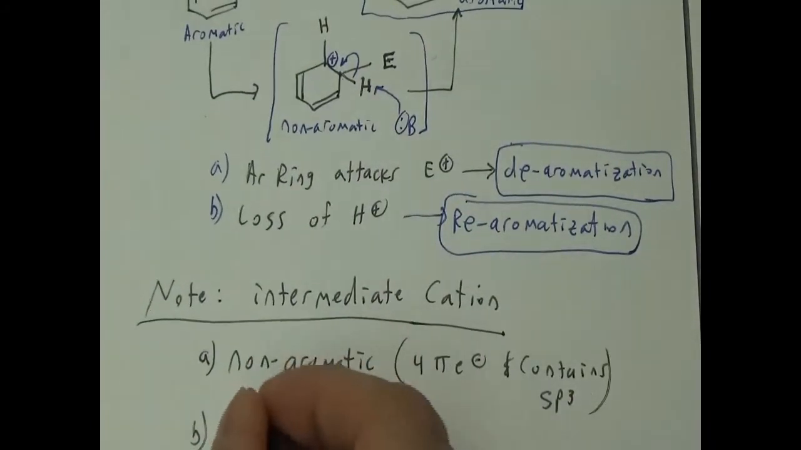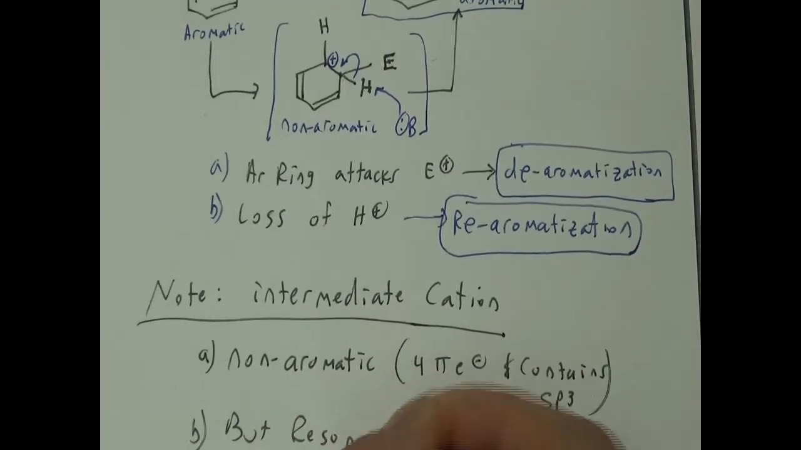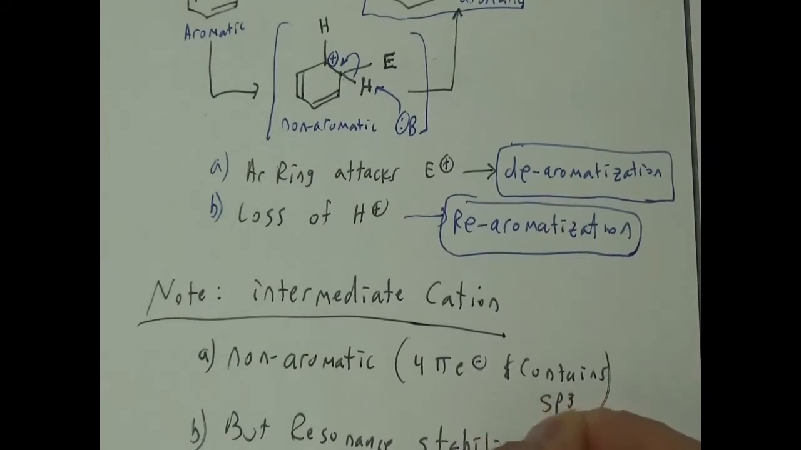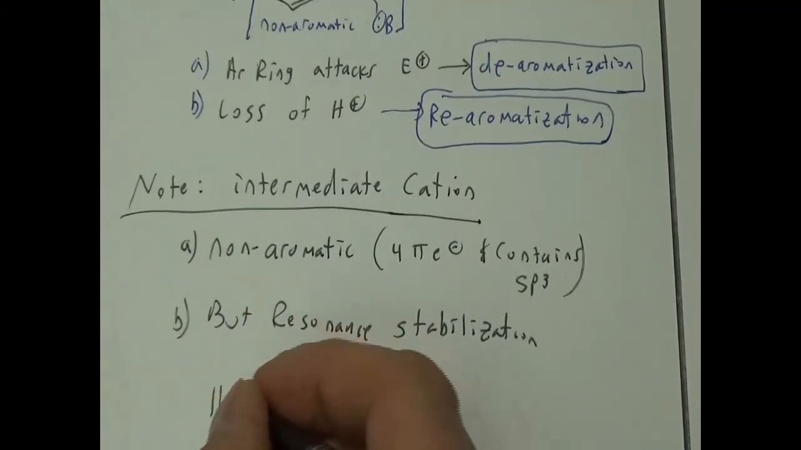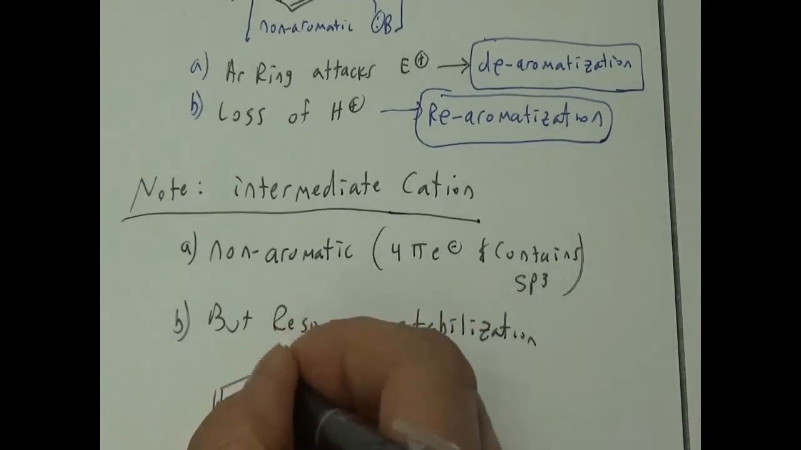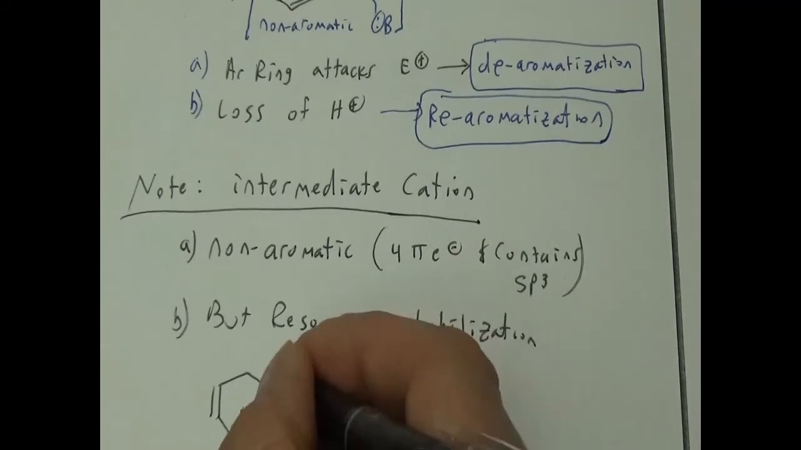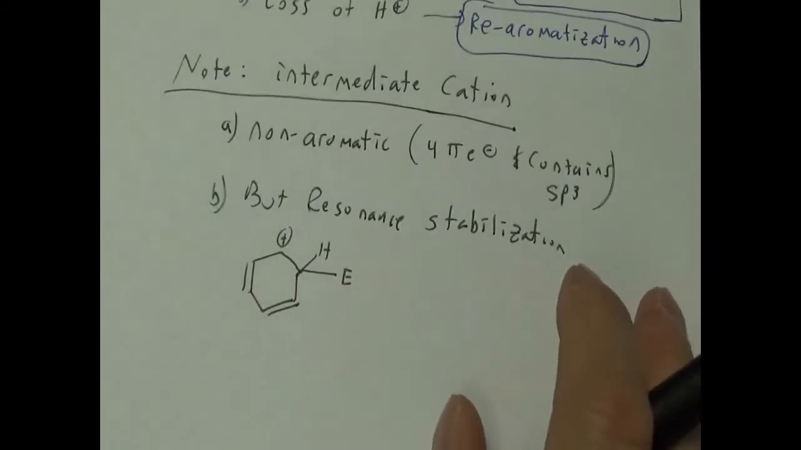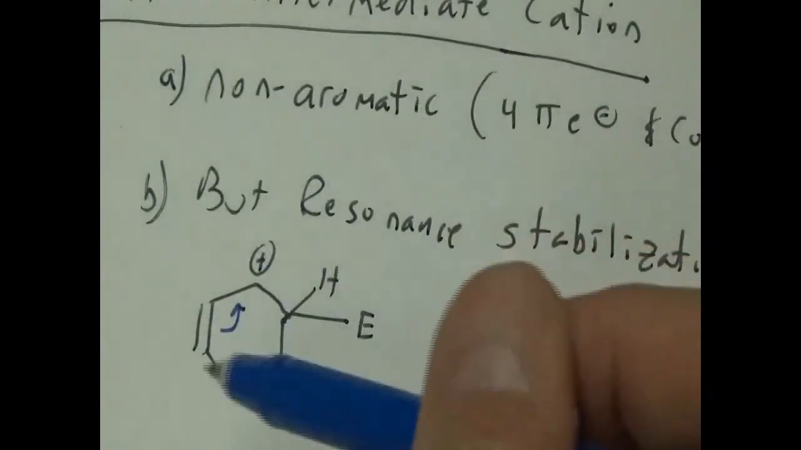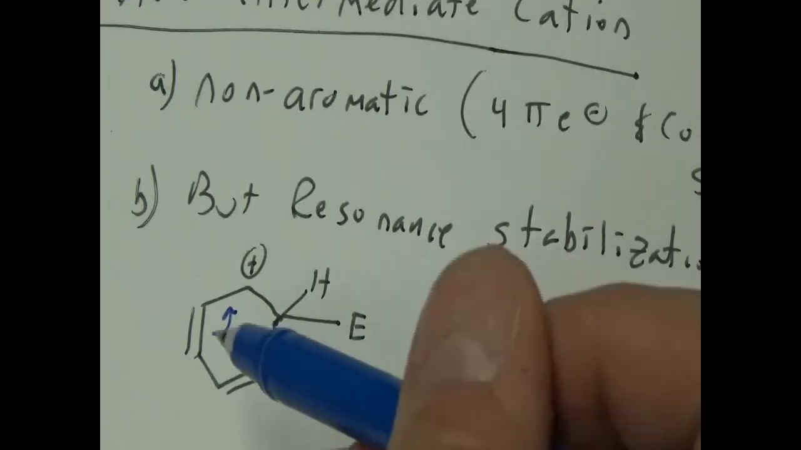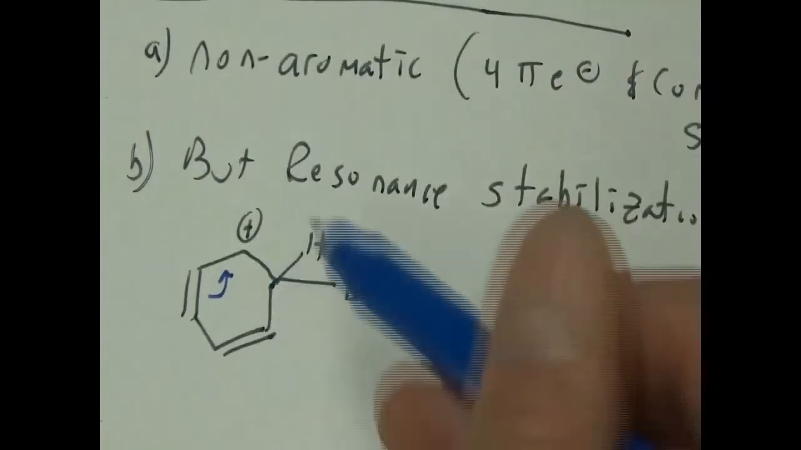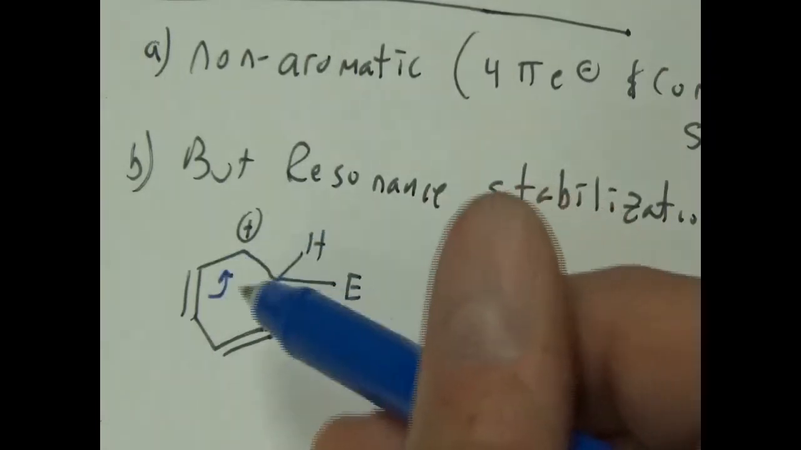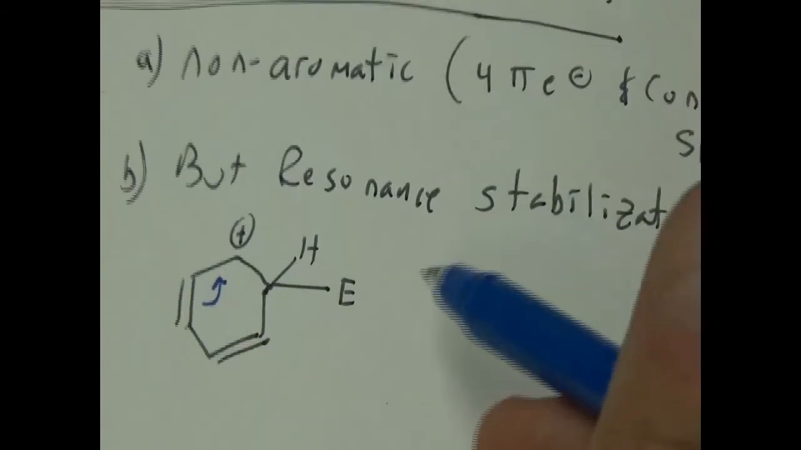So let's draw that. It is resonance stabilized, not enough to make it aromatic, but it has some resonance stabilization. So I'm going to redraw that molecule. We have an E, that's an electrophile, we have the H, we got a plus charge. How is this resonance stabilized? When we're drawing resonance of positively charged molecules, I usually take my double bonds and chase after the plus charge. When it's a negatively charged molecule, I usually use the negative charge to chase after double bonds. But here the double bonds go towards the positive charge.